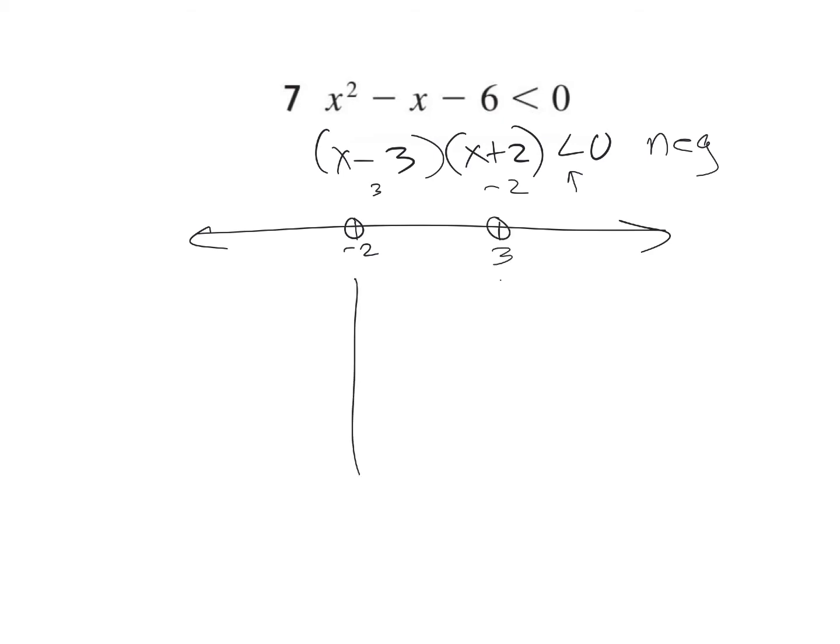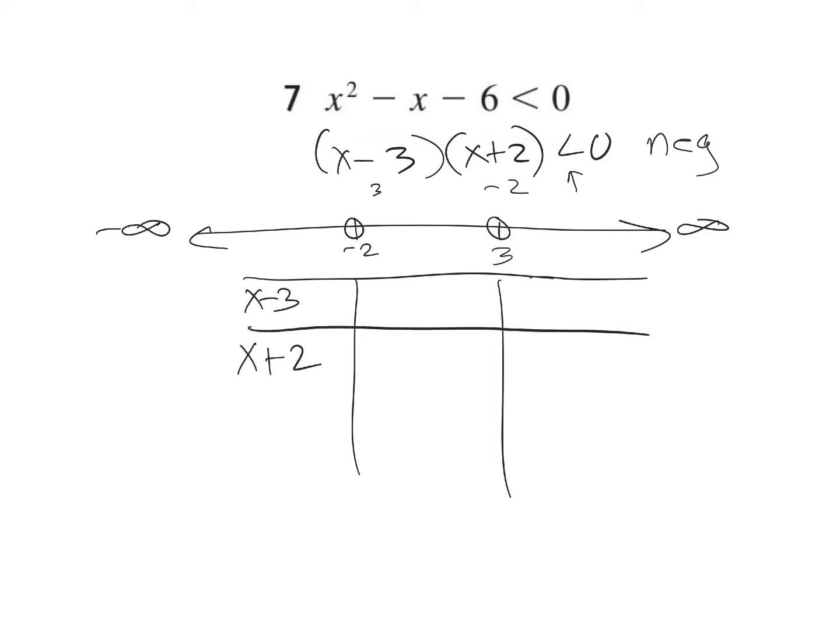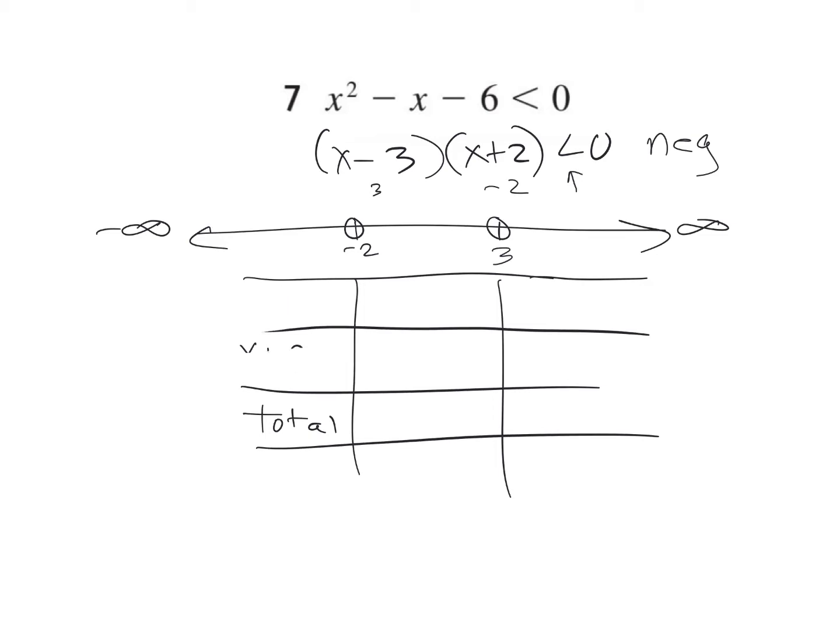And this will be our workspace here, and we put x minus 3 here, okay, and we put negative infinity, positive infinity up there, and x plus 2 next, and the total is last. All right, so we're looking for negative values. So left of negative 2 is negative 3. If we plug negative 3 in, I really needed to give a little more space here. So let's write that again. X minus 3, x plus 2, and total.